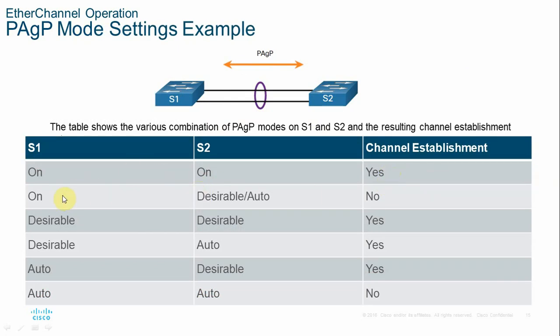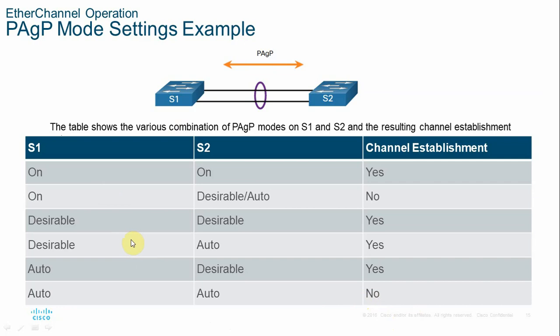If one side is on and the other side is desirable or auto, no EtherChannel is configured. If both are desirable, both can negotiate, so the EtherChannel is created. Desirable on one side and auto on the other, yes. Desirable means I am asking you to negotiate, and auto means I am supporting you, so the EtherChannel is configured. Auto and desirable is also possible. Auto and auto, no, because somebody has to take the lead. Auto means I am not going to take the lead; I will only reply yes or no if you request an EtherChannel. But if both are auto, they cannot create an EtherChannel.